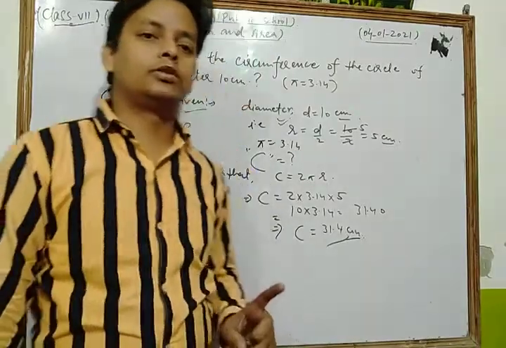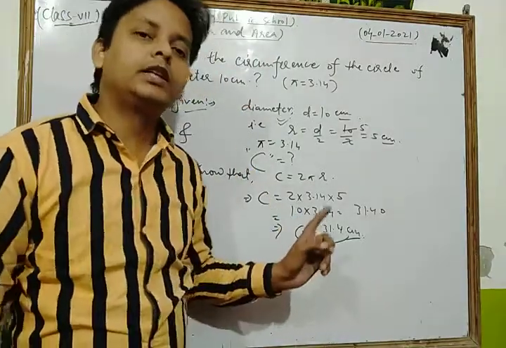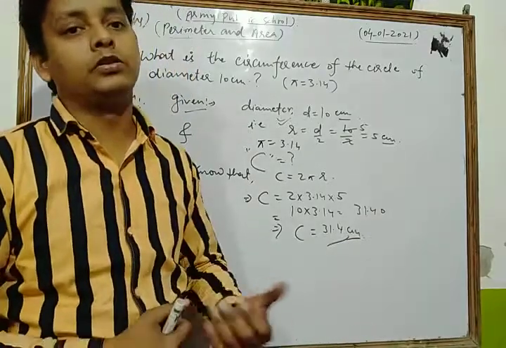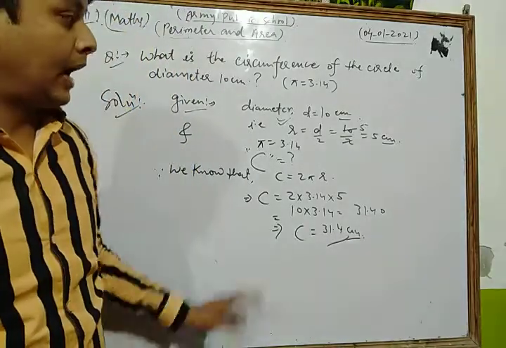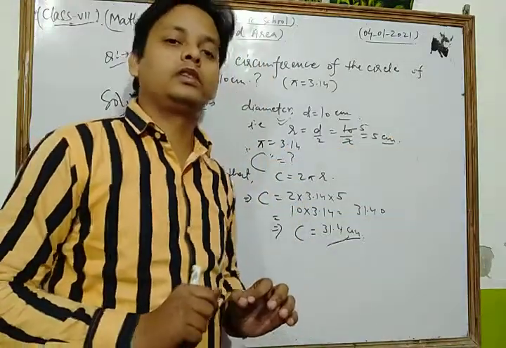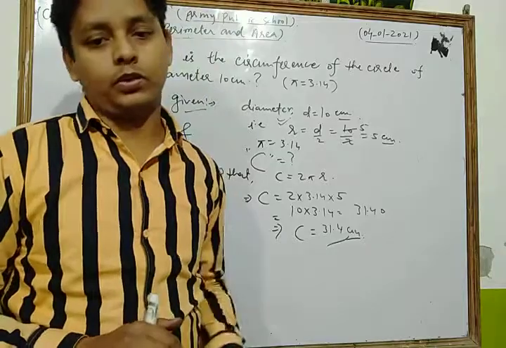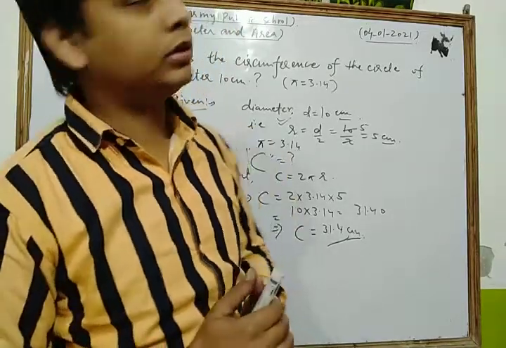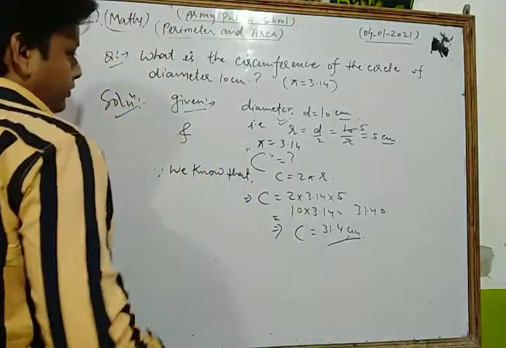Thus, in this way, you can solve all the questions of your NCERT exercise based on circle. One important thing, dear students: perimeter is always in centimeter or meter, it's a unit only, and area of any geometrical figure is always in square units, like centimeter square or meter square. Okay, now we solve one more question based on that topic.